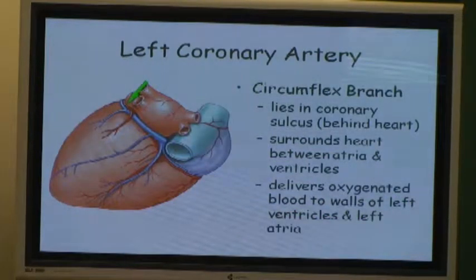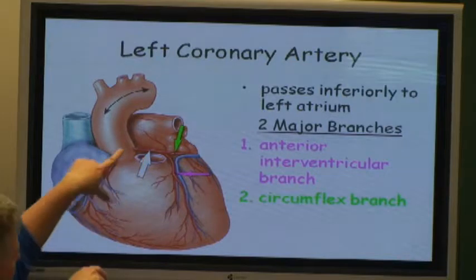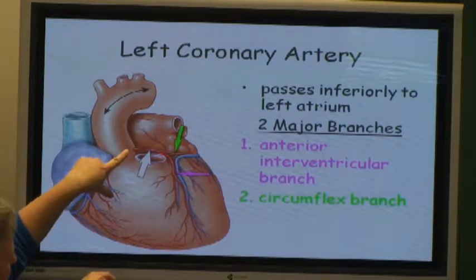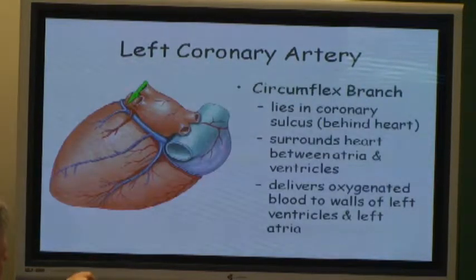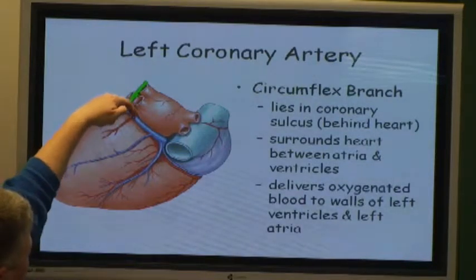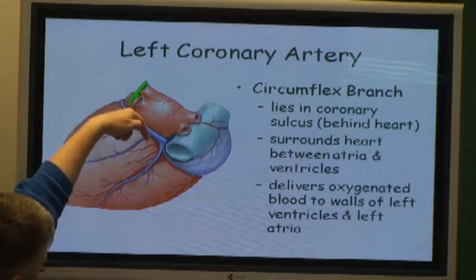The other branch, the circumflex branch, if you look at this, here's the left coronary artery. Here's the anterior branch coming down. And we're talking about the red ones, right? Okay. This one continues around the backside to form the circumflex branch. And it doesn't stop here. It's actually up underneath. See how it comes out again?